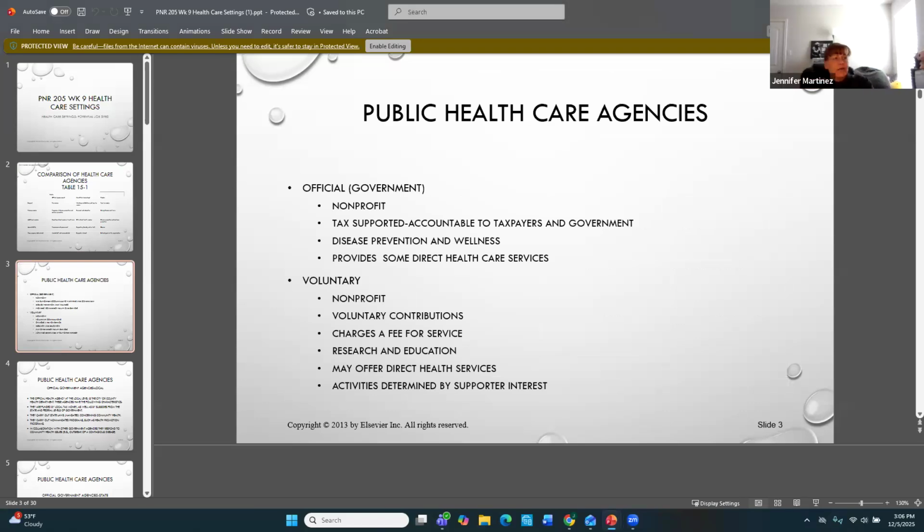So again, public healthcare agencies, we have our official, and we have our voluntary. The government programs, again, are going to be nonprofit. They are tax supported, so they're accountable to the taxpayers as well as the government. Their primary emphasis is on the delivery of disease prevention and wellness promotion programs. They also may provide some direct healthcare services.